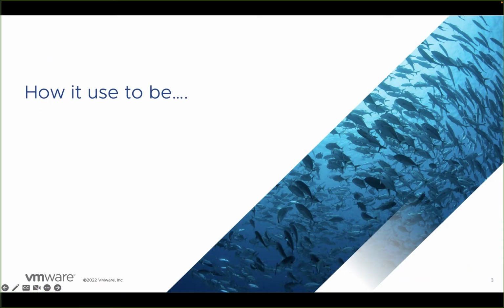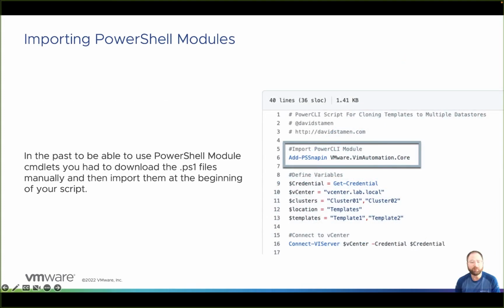So today we're going to talk about the way that PowerShell modules have progressed. How it used to be, not too long ago, was somewhat difficult. In the past, every time you wanted to use a PowerShell module, you had to go out and manually download the PS1 file and manually import it at the beginning of your script. In the old days, whenever you would write a script, you would always have to make sure that you import that module or add that PSnap in.